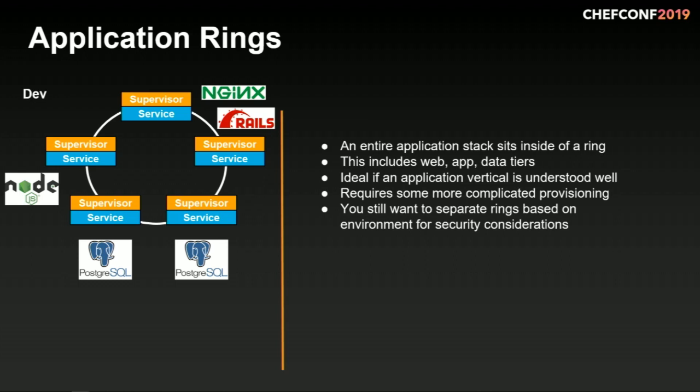This is ideal if you understand an entire vertical of an application. So if your team is a DevOps team that has an entire application you run, or your site reliability engineers that actually has a specific app you run, this is great for you because you have your web, your app, and your database tiers all together. Again, I'm going to say you still want to separate those rings based on environment for security reasons.